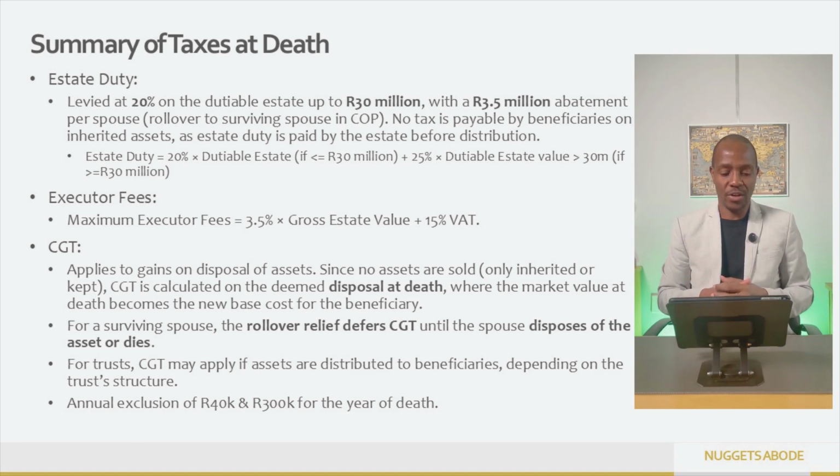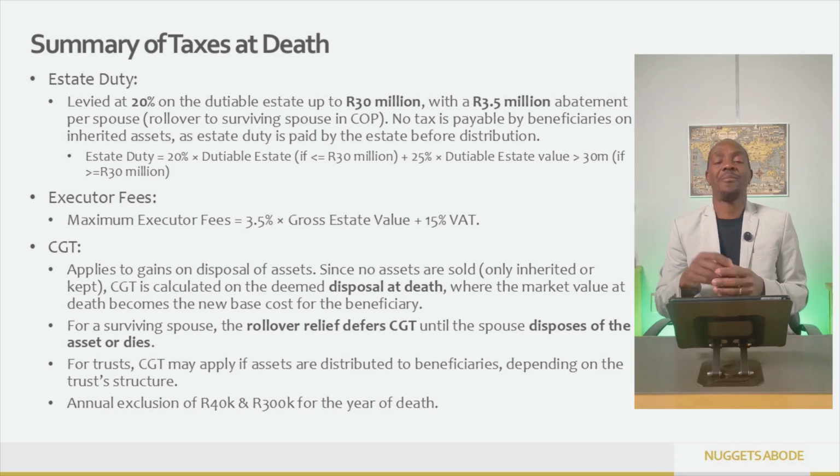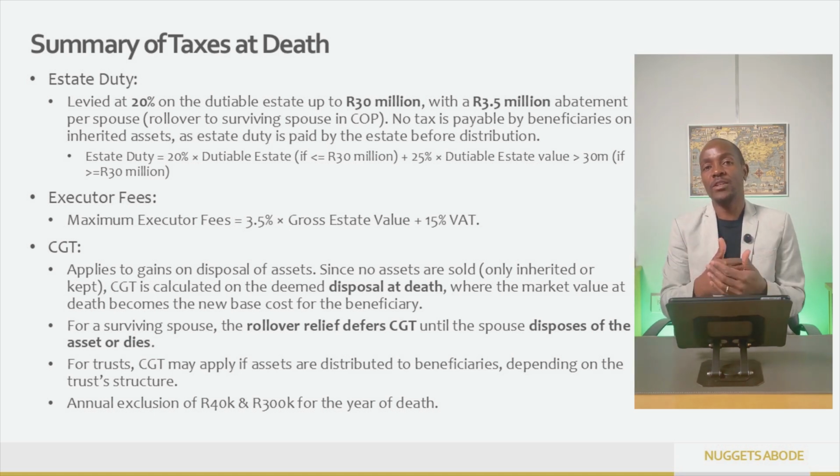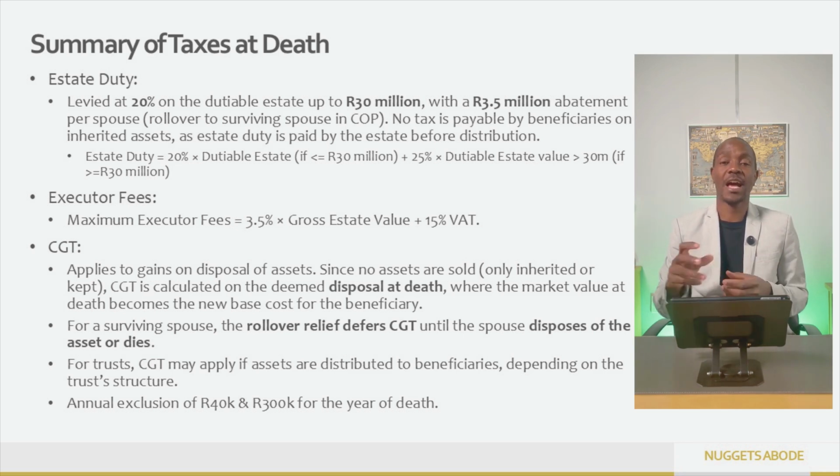So estate duty, for example, will be 20% multiplied by the dutiable estate if it's less than 30 million, plus 25% multiplied by the dutiable estate if it's greater than 30 million. So whatever value is greater than 30 million will then be taxed at 25%. However, you are likely to trigger executor fees. The maximum will be 3.5% times the gross estate value plus VAT, which is 15%.